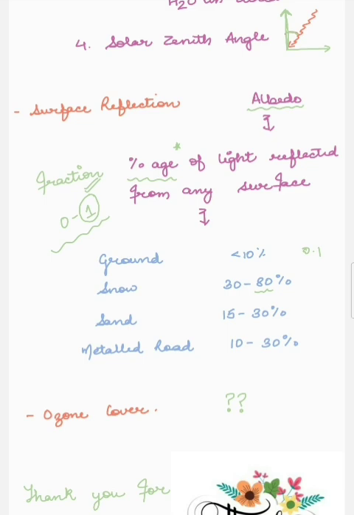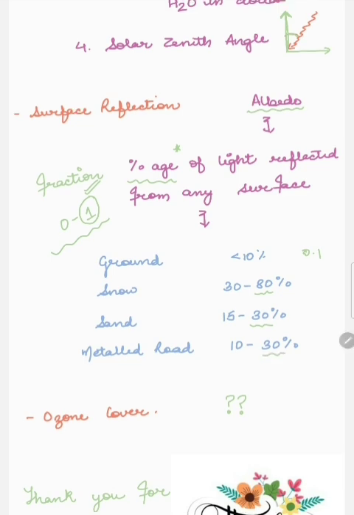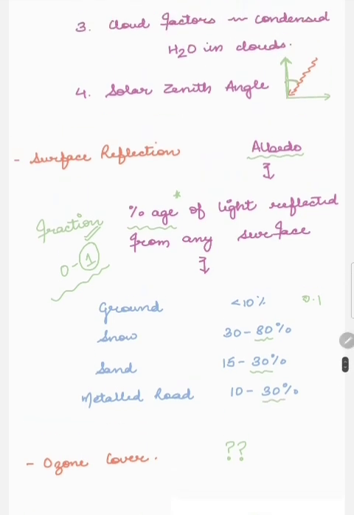Similarly, sand. So now we've come to the beaches. You go to Goa, you go to Andaman. Albedo can be as high as 30%. So the percentage of light reflected is very, very high. You will need a sunscreen. Even for metal roads, it is as high as 30%. Lastly, we have the ozone layer. So, okay, ozone layer causes a lot of protection, but yeah, we know that the ozone cover has been fluctuating for quite some time now. It is being said that it is recovering, but still we cannot rely on it, and I think it is better to protect ourselves with a sunscreen.